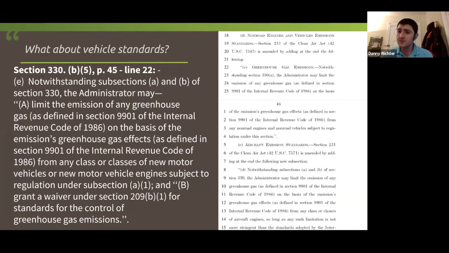So economists have long known that a carbon fee or a carbon tax or a cap and trade system would not do so great of a job at limiting emissions from the transportation sector. And what this section does is it says the EPA can keep CAFE standards, it can keep tailpipe standards, and the state of California can still be granted a waiver so that it can have stricter standards.